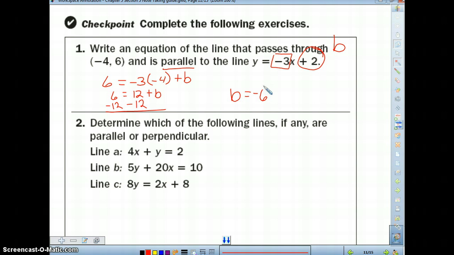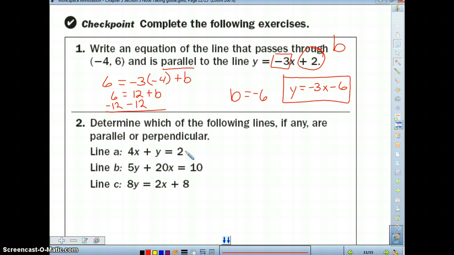This is not our answer. It wants an equation. So we look at the first equation. We say y equals negative 3x, and then we look at our new b, minus 6. And that is going to be our answer for that problem right there.